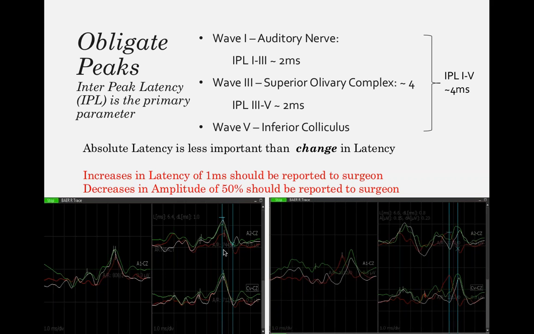So you stimulate, you get the latencies that are there, and the time that it takes for the sound to go from peak 1 to peak 3 matters. The time that it takes to go from peak 3 to peak 5 matters. And then the time that it takes to go from peak 1 to peak 5 matters. And remember, wave 1 is our auditory nerve. Wave 3, the superior olivary complex. That's going to be about 2 milliseconds.